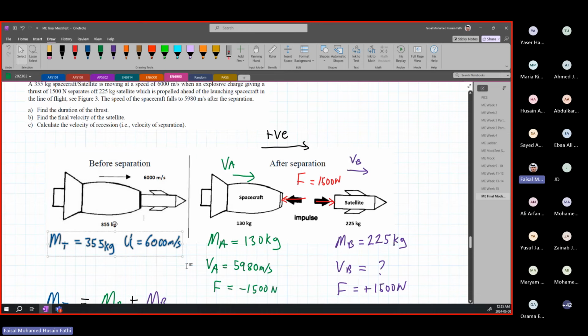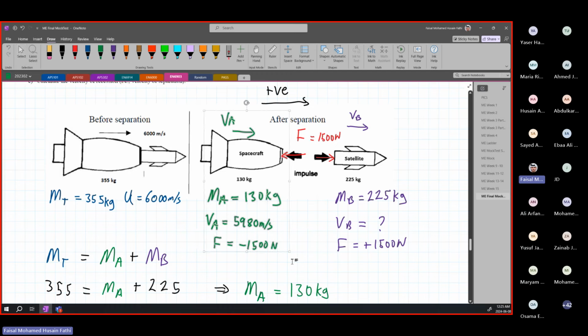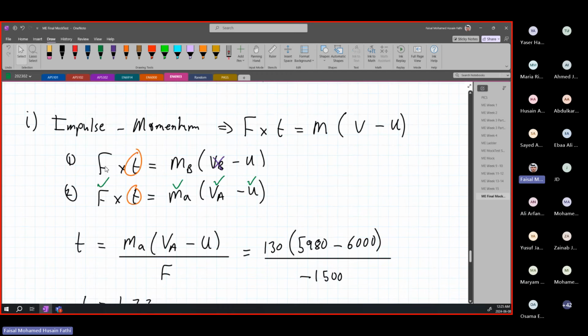We cannot use it before. In the after situation we can use it. We can use it either for this one or we can use it for this one. Okay, if we write the two equations, it is simply F times T. If we use it for the satellite, it is MB times VB minus U, because the initial velocity for both cases is equal.